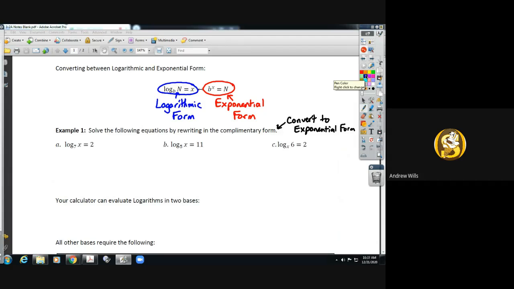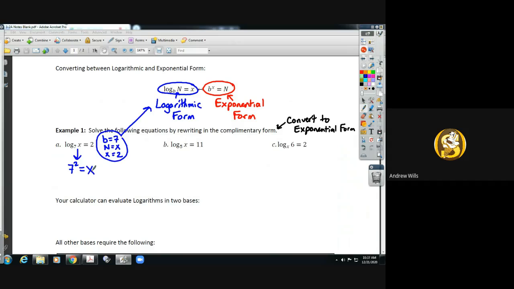So we simply look at letter A here, log base 7 of x equals 2, and we look at that as being in the form log base b of n equals x, which means b is 7, n is our x, and our x value is 2. This is what matches up in this form. So what we do is we convert that into exponential form. When we convert that to exponential form, that is 7 squared equals x.